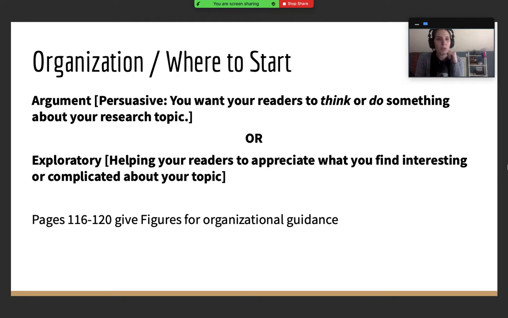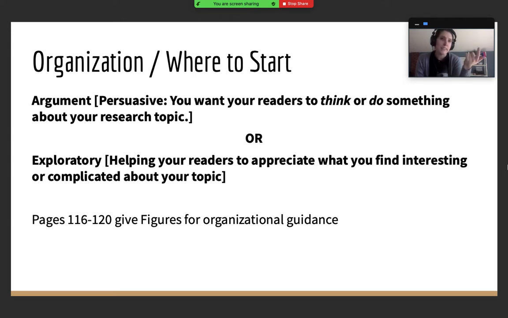Okay, so how you organize this essay is really all going to be based on whether you're arguing or exploring, which is why I keep asking you about your purpose. So here's a reminder. If you're arguing, you're making an argument, you're writing a persuasive essay, your thesis statement is really saying something about what you want your reader to do or think about a certain topic, or what others should do or think about something. If you're exploring, writing an exploratory essay, you're helping your reader understand or appreciate what you find interesting or complex about a topic. So if you're just learning about it because you didn't know anything about it, okay, you're exploring.